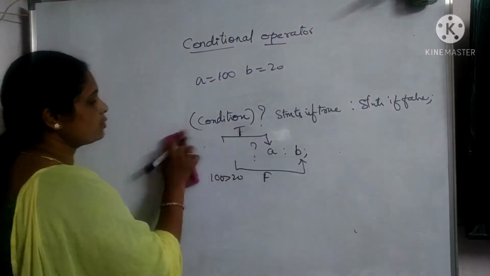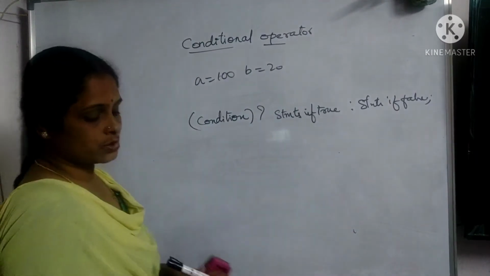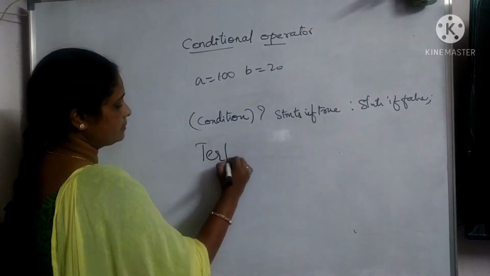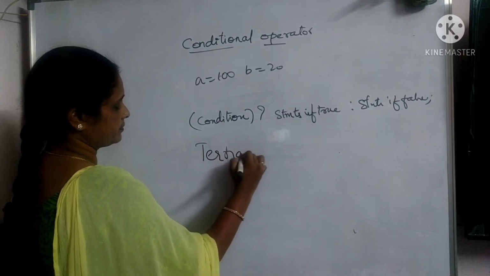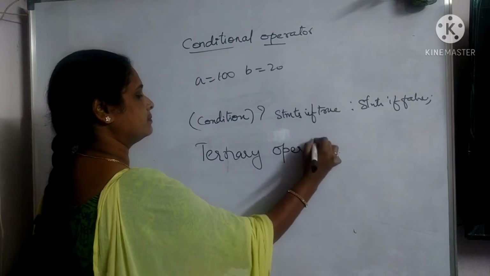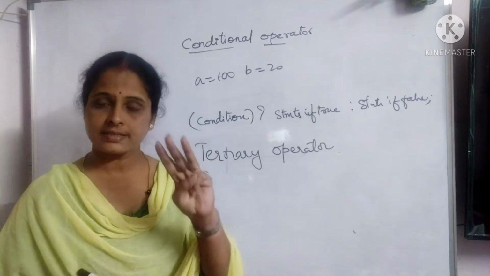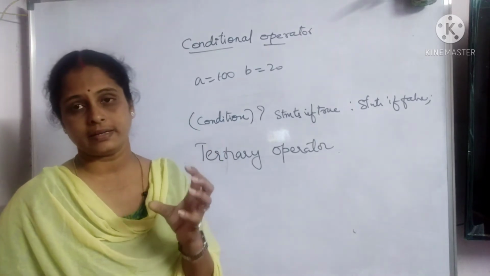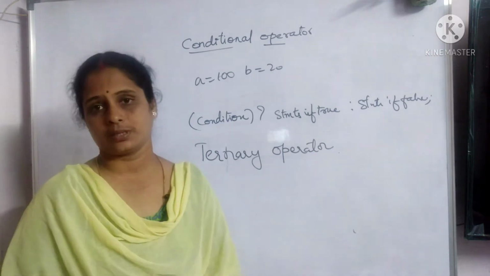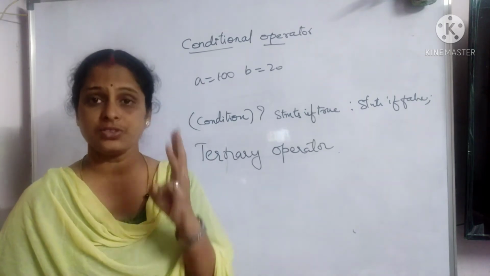Now here we need to know one thing about the conditional operator. The conditional operator is also said to be the ternary operator. Why is it said to be the ternary operator? Because this operator is taking three operands for its calculation, or to get executed.